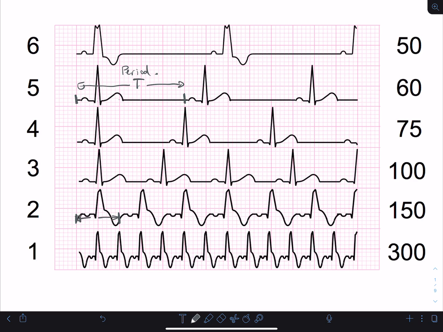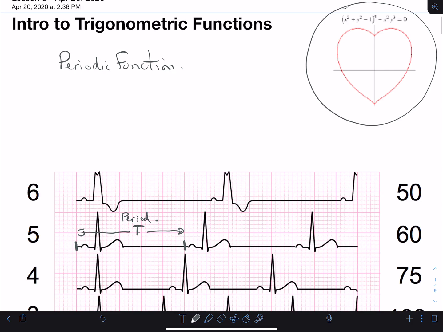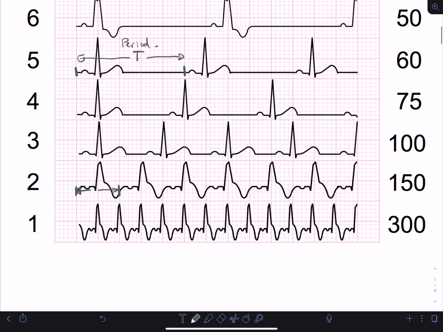More on that later, but just to show you that there are graphs where it repeats, where there's regularity, and those are called periodic functions. The trig functions are part of that family. They're probably the biggest part of that family. All of these are kind of fancy versions of that.